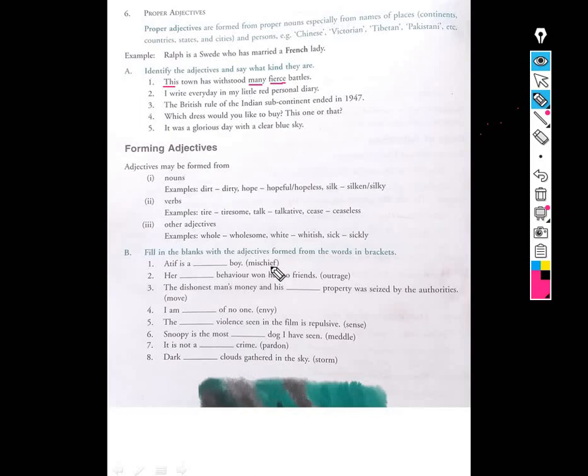Similarly, you will make adjectives from outrage, move, why, sense, meddle, harden, and strong. From these words, you will make adjectives yourself. You can take help from the dictionary as well. Okay, here is the end of this chapter.